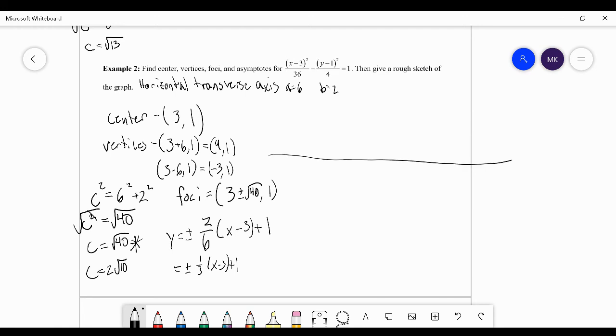Now, let's get our graph. Our center here is 3, 1. So 1, 2, 3, 4, 5, 6, 8.